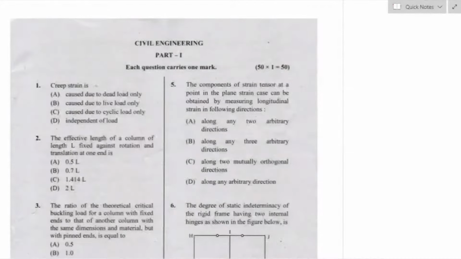Question number 1. Creep strain is. Creep means when the length of the bar keeps on changing at constant load, which is caused by static load. Out of these given options, the constant and static load is dead load only. So creep strain is caused due to dead load. Option A is the right answer.